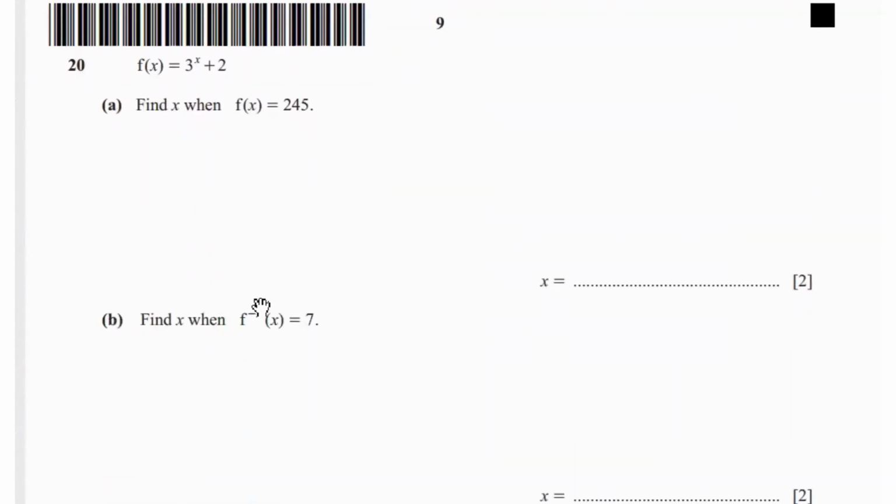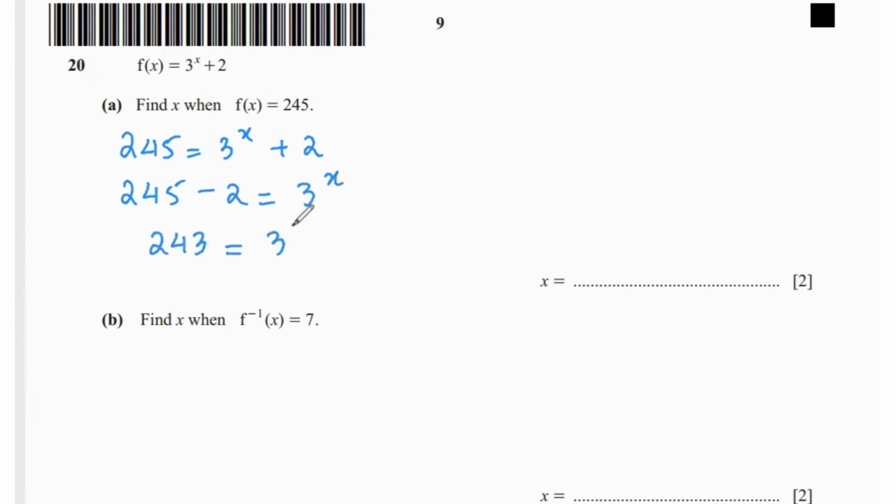Question 20 says f of x equals 3 to the power of x plus 2. Find x when f of x equals 245. So 245 equals 3 to the power of x plus 2. We take 2 to the other side, so now it's 245 minus 2, which is 243. Using trial and error, we can find that 243 is 3 to the power of 5. Whenever the bases are the same, you can put the powers equal to each other, which is one of the rules of indices. Which means x equals 5.